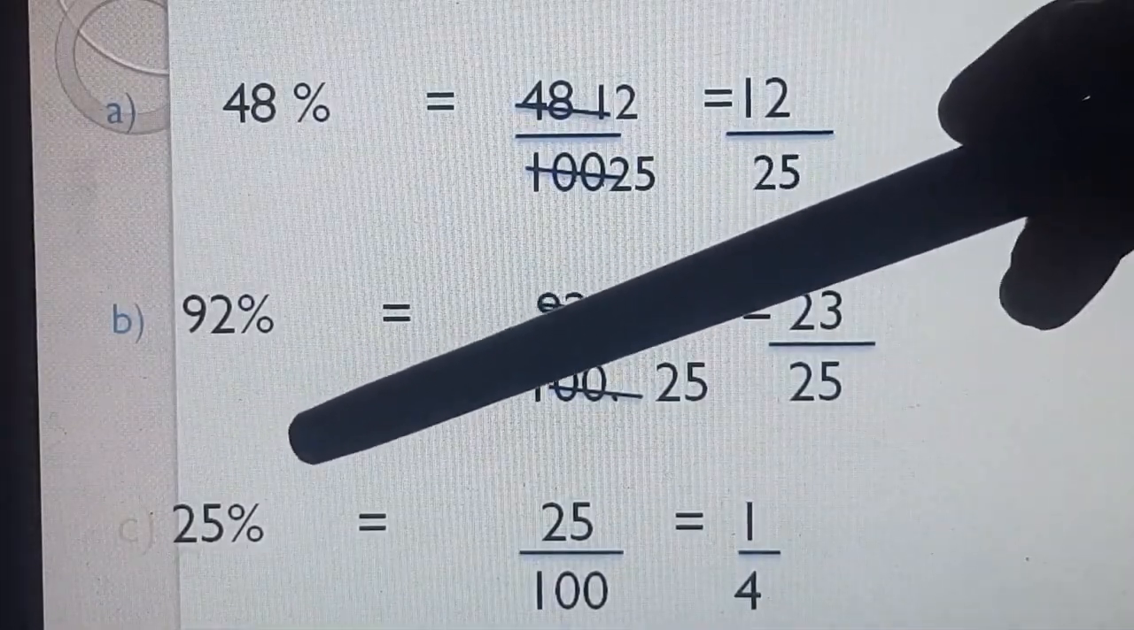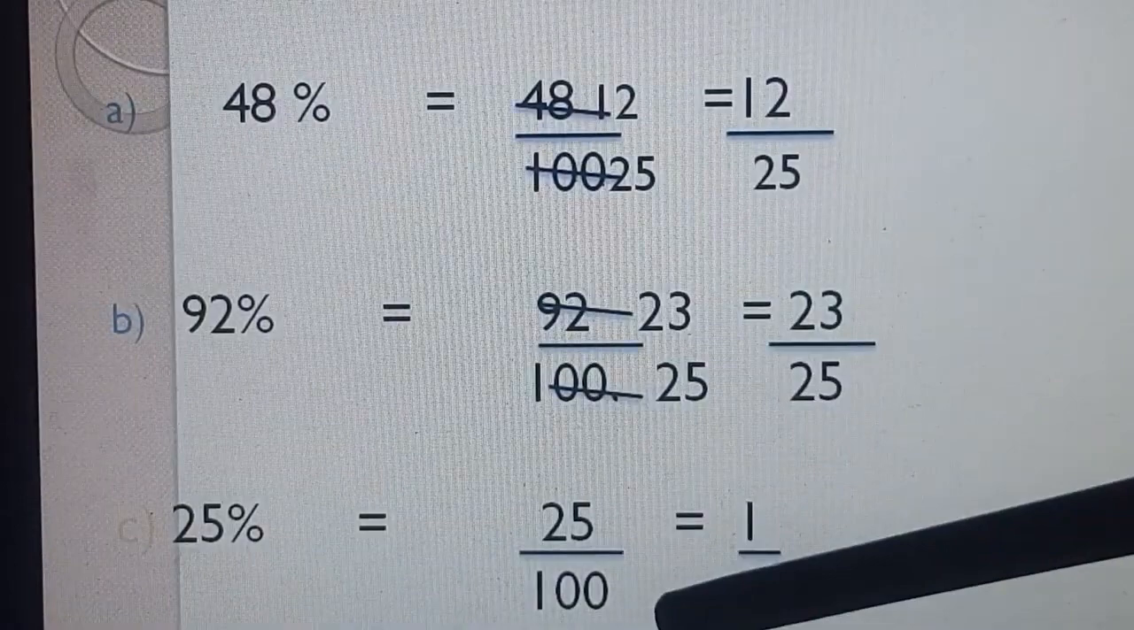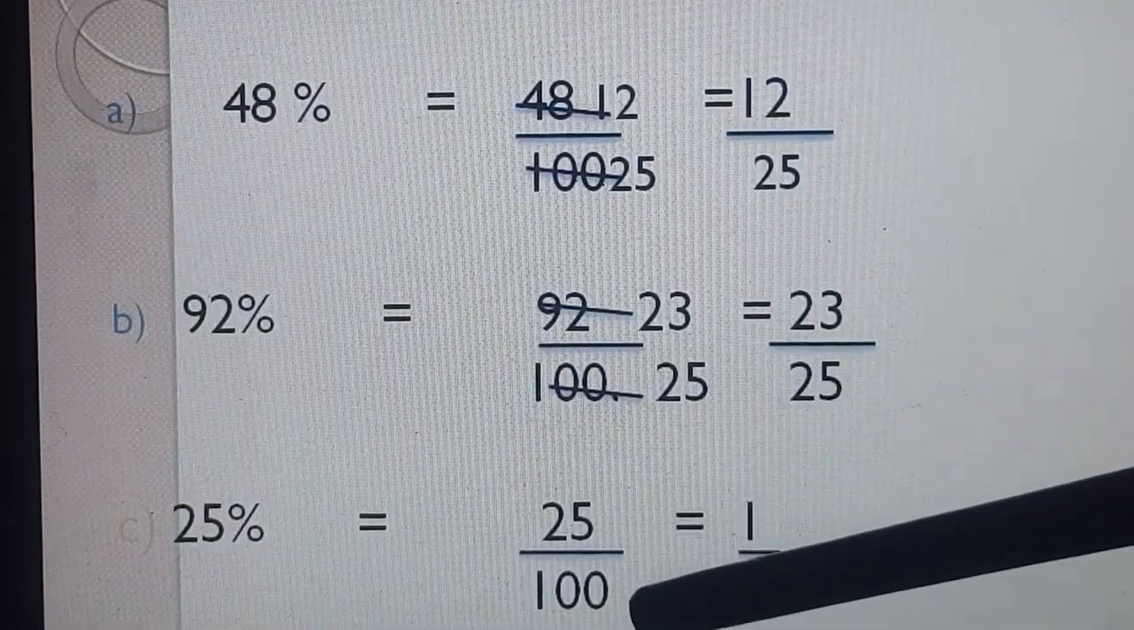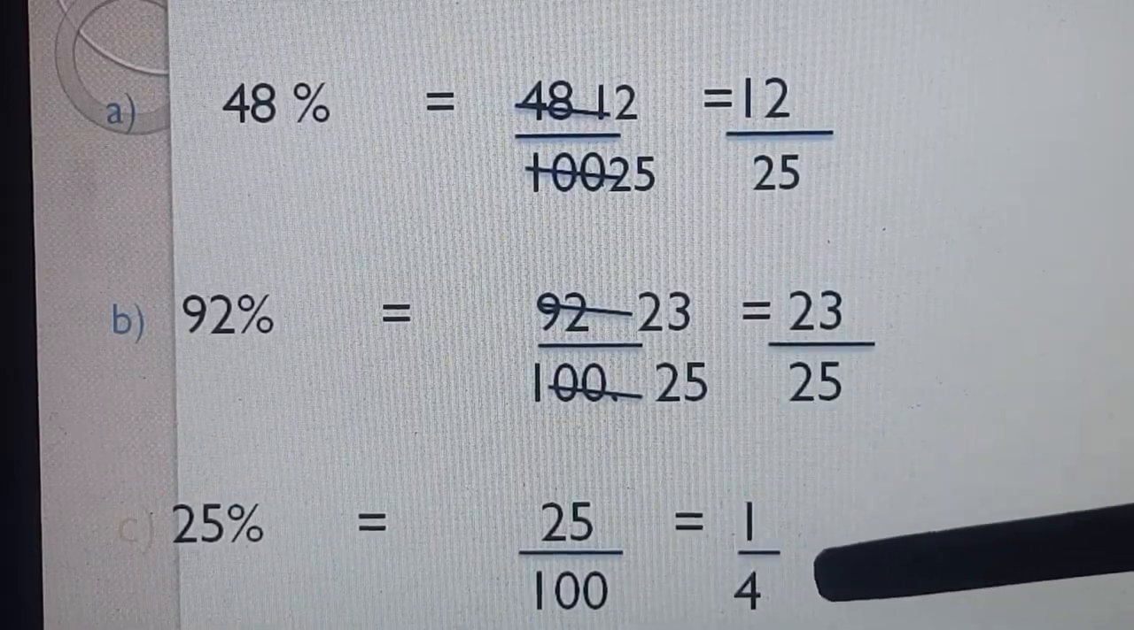Next is 25%. 25% means 25 upon 100. 25 ones are 25, 25 fours are 100. So our fraction has become 1 upon 4.